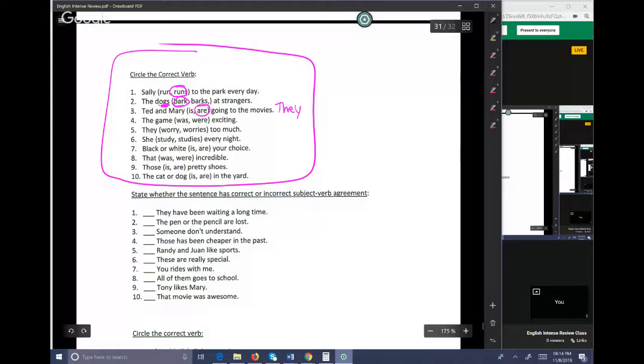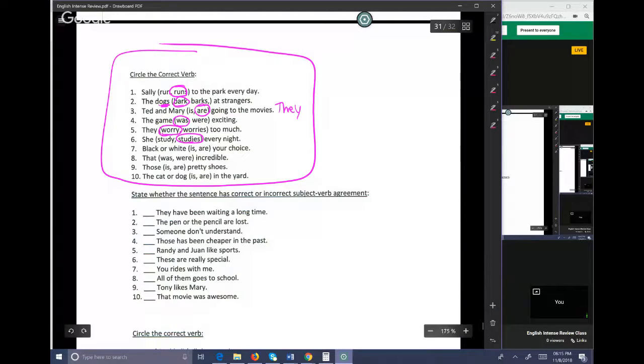The game was exciting because game is singular. They worry too much. So there's no S involved in number 5, but they is plural. So worry sounds like it's singular. She studies every night. So she is singular. We make the verb look somewhat like it's plural. That's not a black and white real thing. That's just kind of a way that you can think of it. And it's mentioned in English 3.